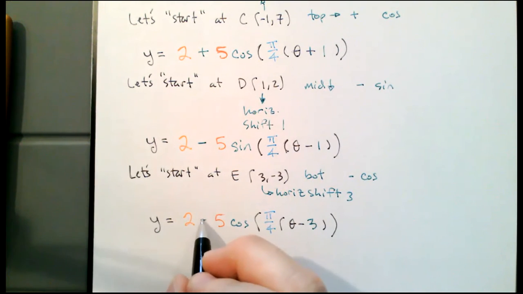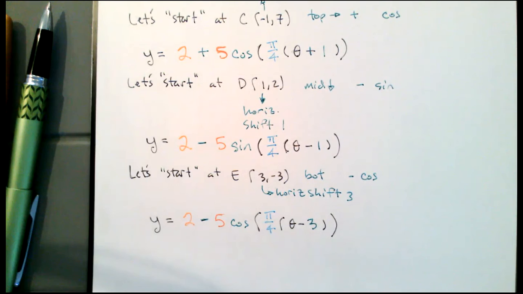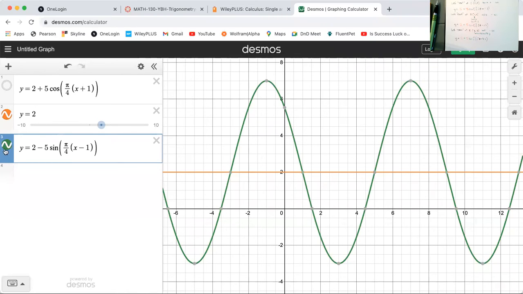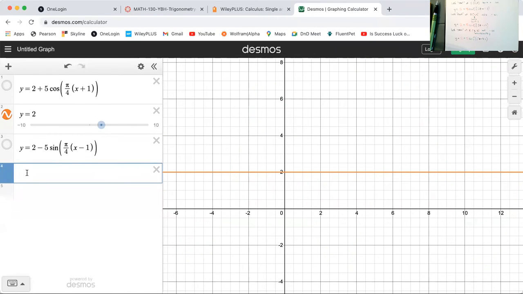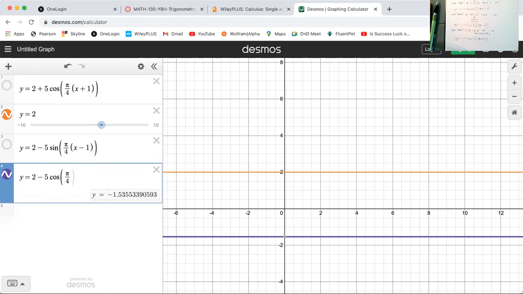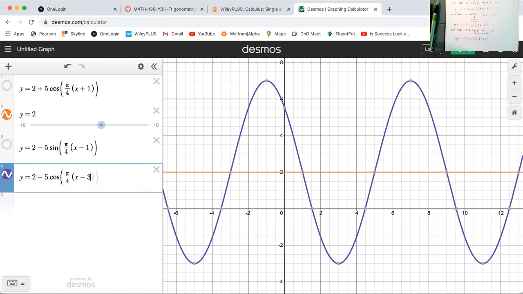Then, of course, we're going to want to know that this is going to give us the correct function. So if we jump over to our graph, turn these two off and start a new one, y equals 2 minus 5 times the cosine of still pi over 4 times x minus 3. And we get this graph, and we can see that the bottom, middle going up, top, middle going down, bottom are all the same points.